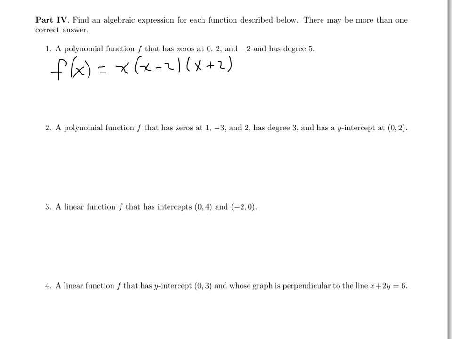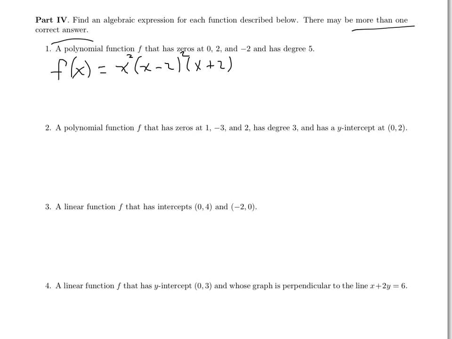So for example, I could make this multiplicity 2 and this multiplicity 2. Now I have my highest degree. I'll have an x squared term here, I have an x squared term here, and I have an x term here. So the total degree of this polynomial now is 5, and the zeros are still 0, 2, and negative 2. So this is one where, notice it says some of them have more than one answer. There are several correct answers to this. As long as the total degree is 5 and you have these 3 factors, then that will work.